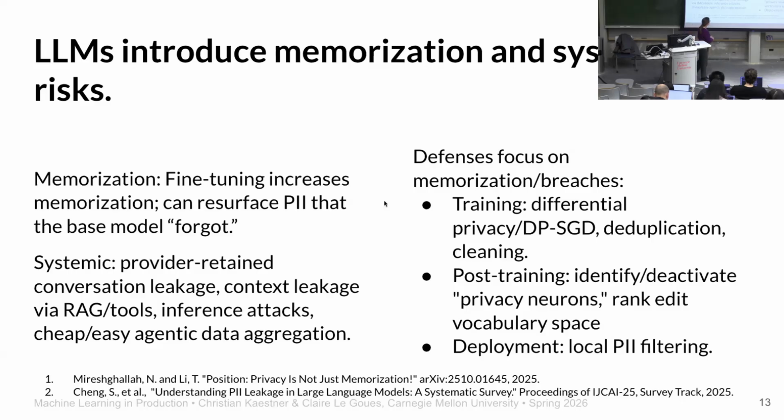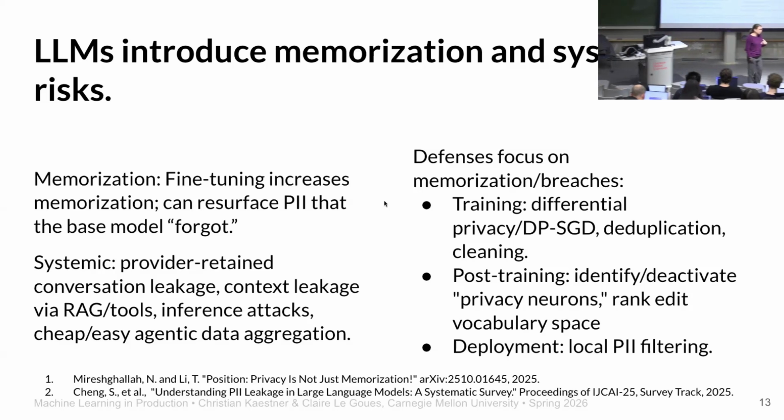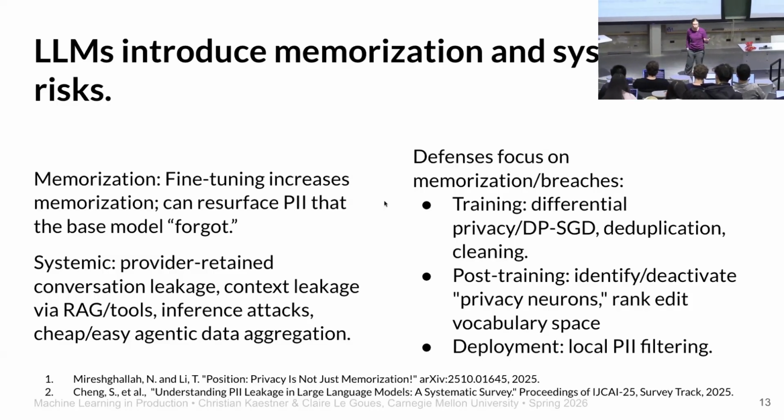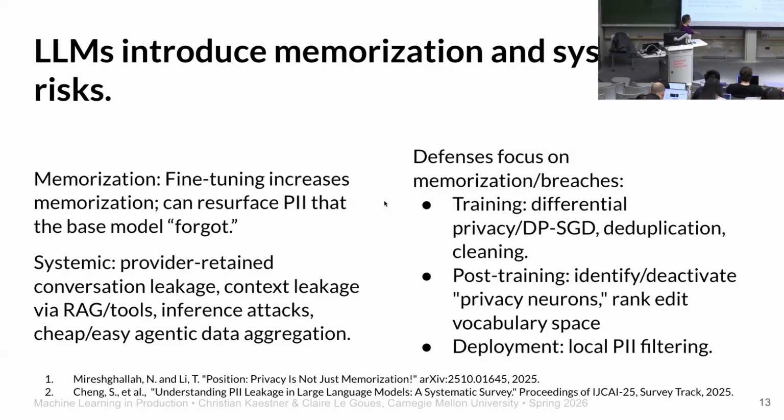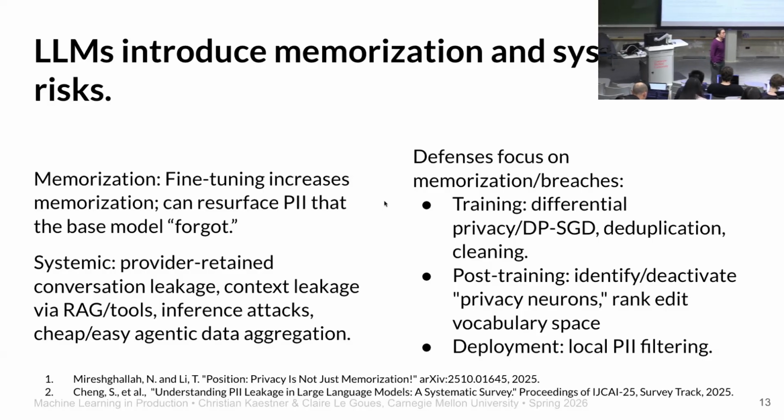So we really don't have a great solution to that. But it's also worth mentioning that there are lots of other systemic issues related to privacy that apply to LLMs that aren't actually that LLM specific. Things like provider retained conversation leakage, right? If the LLM provider is storing all of the conversations and they fail to secure it, that's another way to leak PII. Context can be leaked in RAG or tools. There are a number of inference attacks along the lines of what we talked about on Monday. And agents make it really easy to aggregate public data in ways that can then be de-anonymizing. So these are the system level risks.